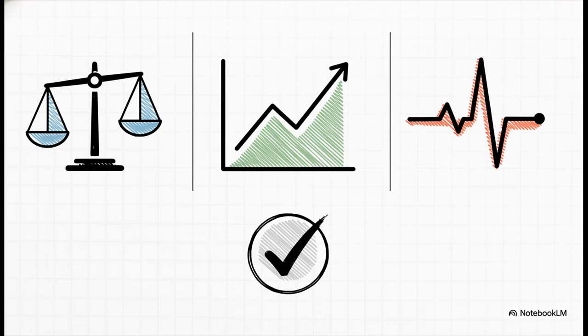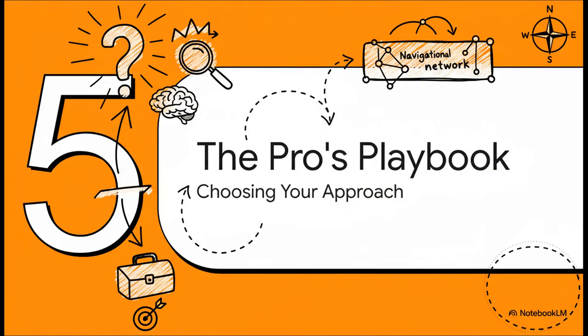And we really have to understand what this means in the real world. For a financial analyst, a lawyer, a doctor, a 50% chance of being wrong isn't just bad, it's unacceptable. This incredible leap in accuracy is the difference between a tool that's a cool novelty and one you can actually trust with your job. So does this mean we just throw vector search in the trash?